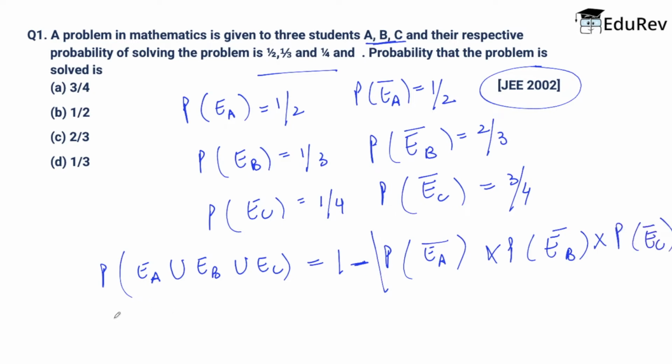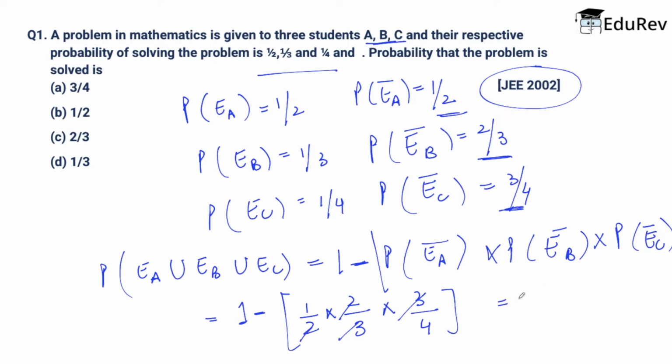Therefore, what is going to happen is that this probability will be equal to 1 minus half into 2 by 3 into 3 by 4. That is half into 2 by 3 into 3 by 4. And when I solve it, it will be what? 1 minus 1 by 4, that is 3 by 4. So the probability that the problem is solved is what? 3 by 4. I hope you people have understood it. Now let's move on to the next question.